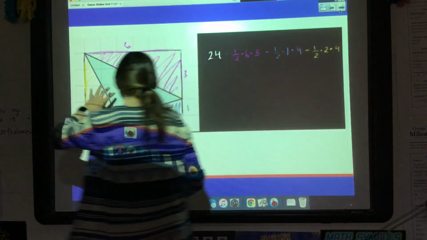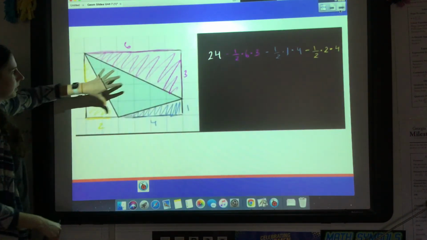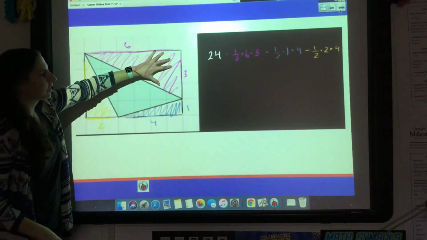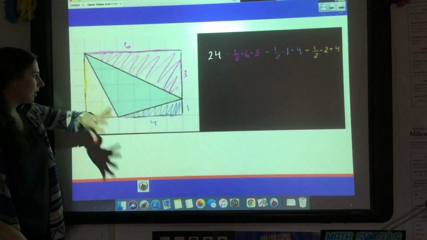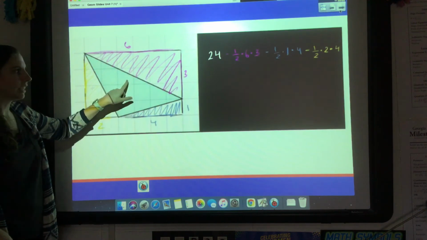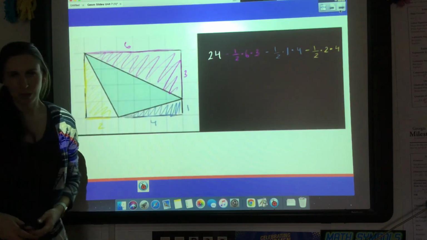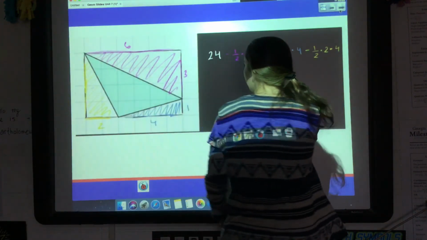Then I can remove the extra pieces. So find the area of this pink triangle and take it out. Find the area of this blue triangle and take it out, and find the yellow and take it out, and it will leave the area of the green triangle, which is what I wanted. So that's what we've done here.